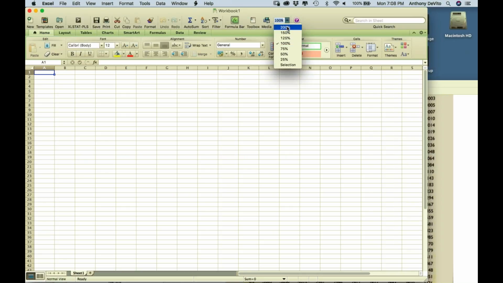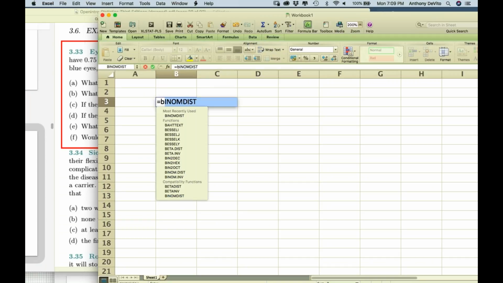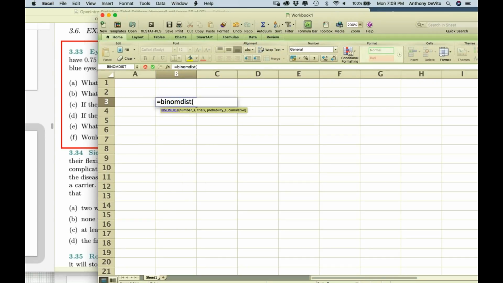I'm going to blow this up a little bit. We can see it. In order to use the binomial distribution, I'm going to say equals BINOM.DIST, parentheses, and it allows me to fill in these values. The number of successes is 97, out of 100 trials, with a probability for each individual of 0.9 or 90%. Now I have to decide whether to put in true or false for cumulative. It's asking for the probability of exactly 97 out of 100, not 97 or fewer, not 97 or more, not more than 97, but exactly 97. So cumulative is going to be false, right? I only want that probability, and I'm going to hit enter.